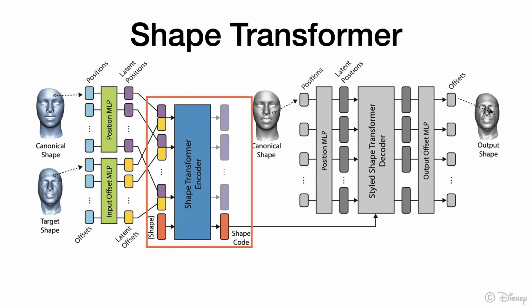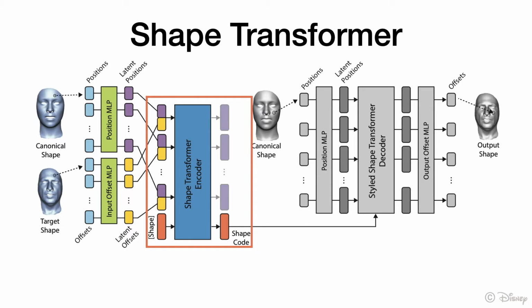The goal of the transformer encoder is then to produce a single shape code from the collection of its input tokens. This is, however, in contrast with the key property of transformers, which are sequence-to-sequence architectures that provide as many outputs as the number of input tokens.